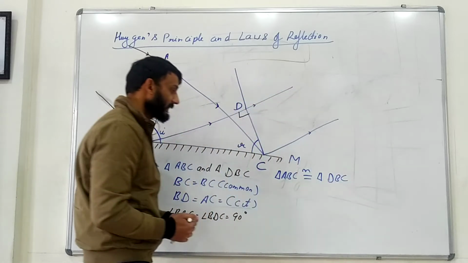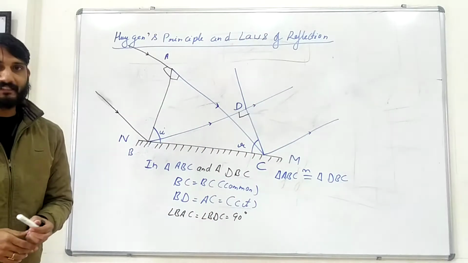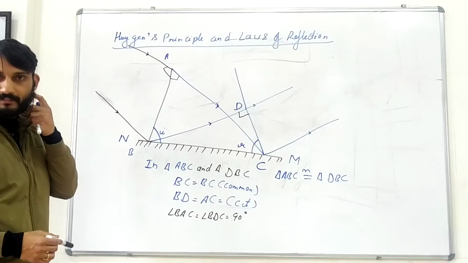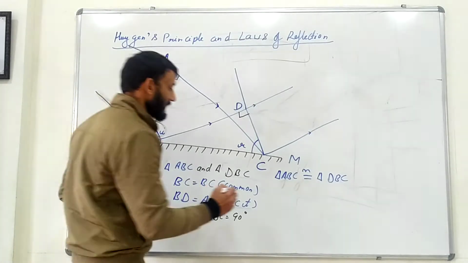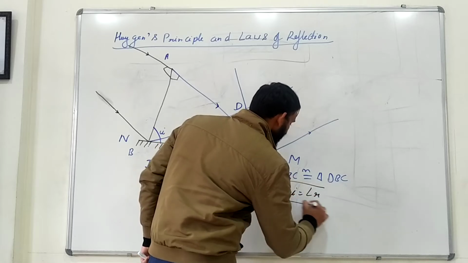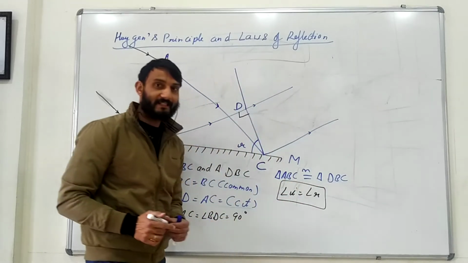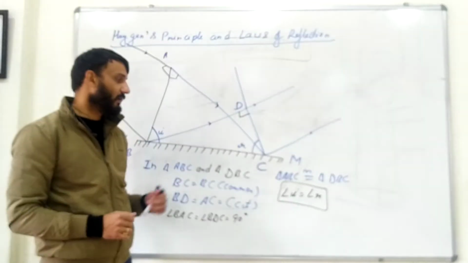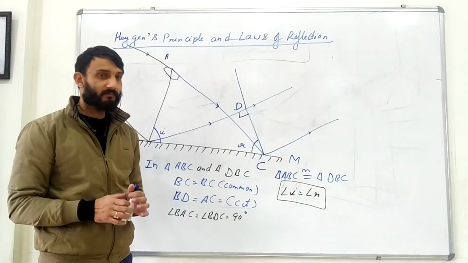And if they are congruent, then obviously all the angles and all the sides of these two triangles would be equal. Therefore, angle I will be equal to angle R. So this is the law of reflection: the angle of incidence is equal to the angle of reflection. This is the first law.